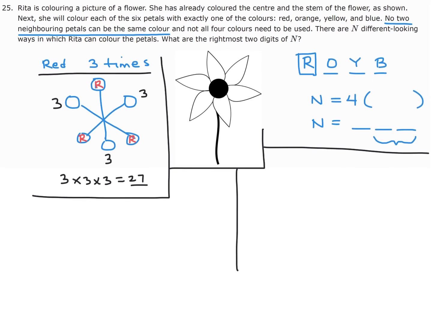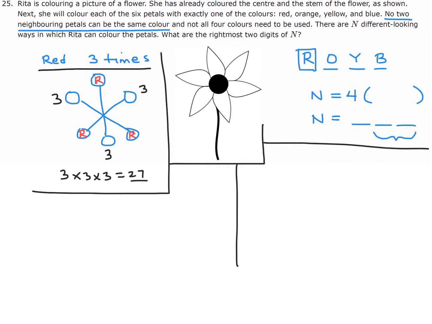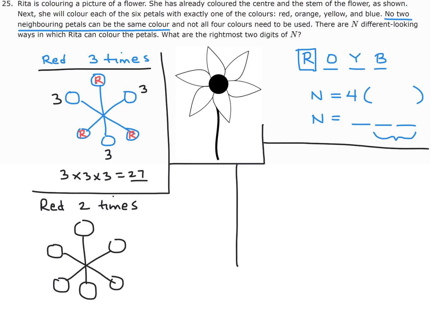Scenario number 2 would be if I used red 2 times, or twice. So let's again draw those petals, and let's connect them. Okay, so first let me put in those reds. Oh, but there's going to be more than one way. This is interesting here, because we can have red and red like that. Oh, I'm going to need more space then.